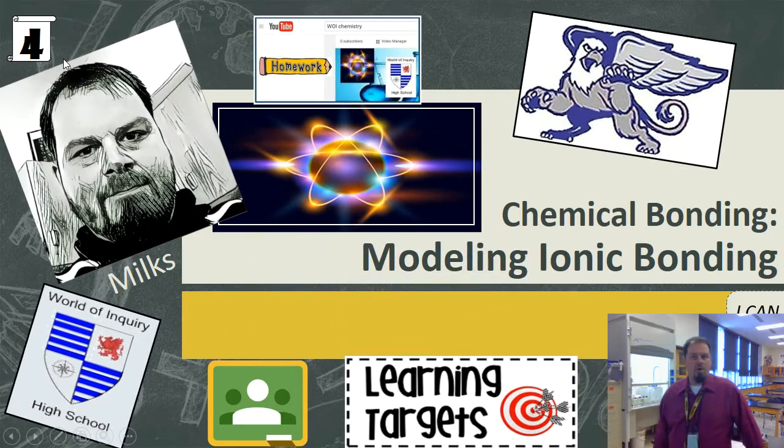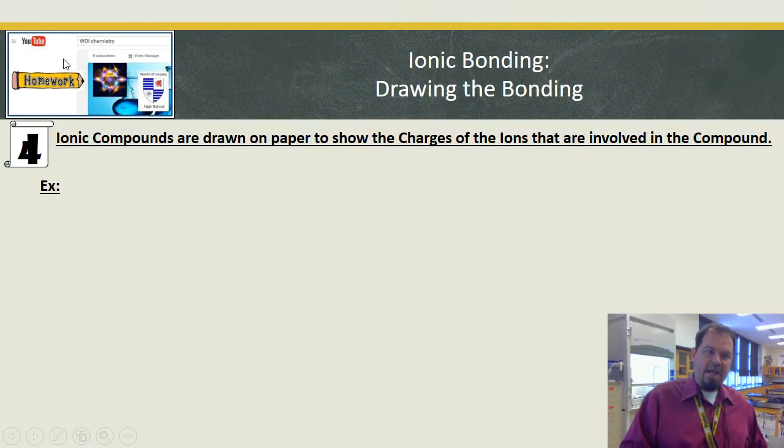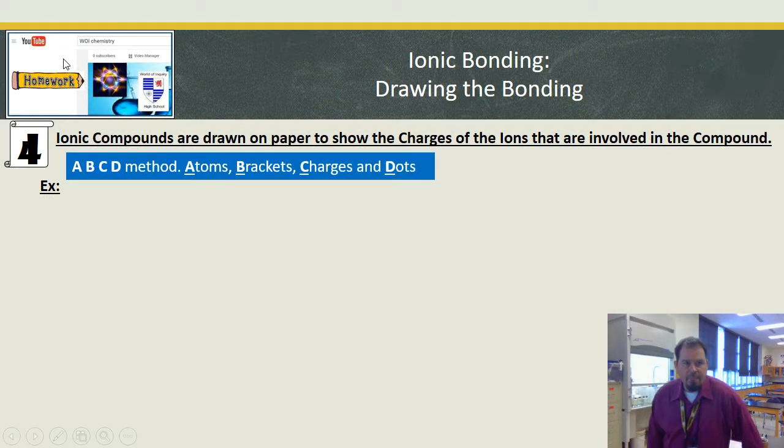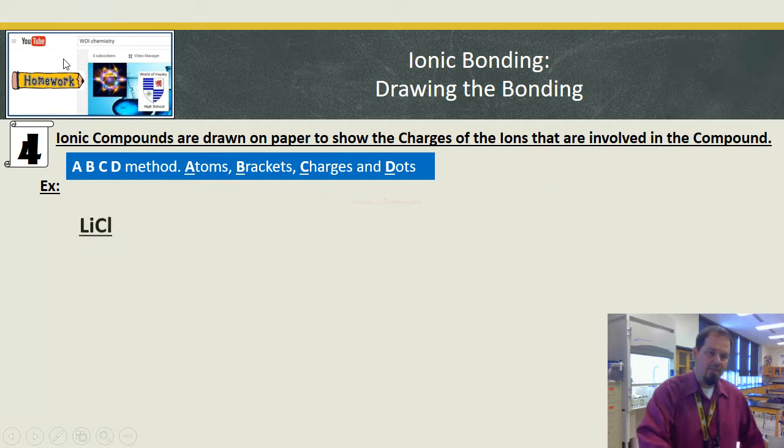Video number 4, drawing ionic compounds. We're going to use this ABCD method so you can figure out how to draw ionics, the first of the real tasks of putting everything together. So this is what it stands for. ABCD means I need atoms, brackets, charges, dots. You use that as your checklist, you get all those things, and we are set. So watch this one time before you draw it. I think I have it all animated beautifully.